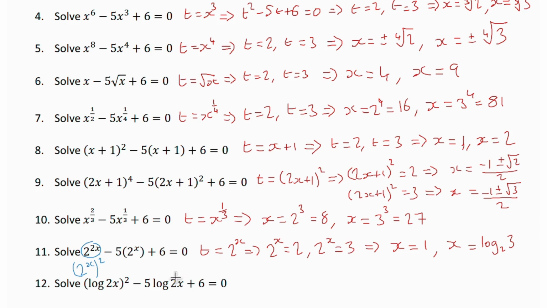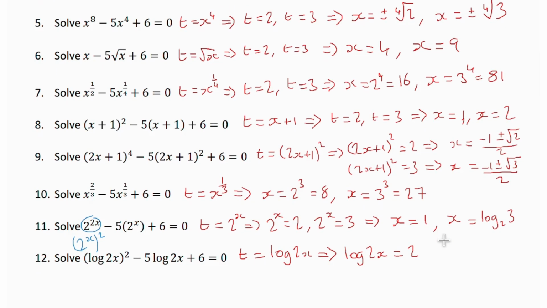And finally, log 2x squared minus 5 log 2x plus 6. In this case, t is equal to log 2x, the variable and the variable squared being here. As always, these are going to be equal to 2 and 3. When log 2x is equal to 2, this is saying 10 to the power of 2 is equal to 2x, which gives us that x is equal to 50. 100 is 2x, so x is 50.